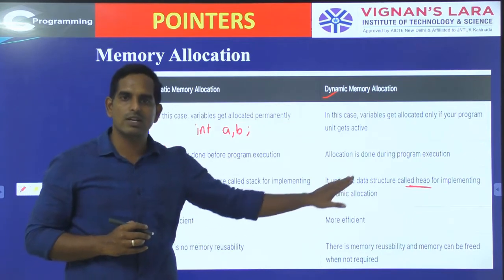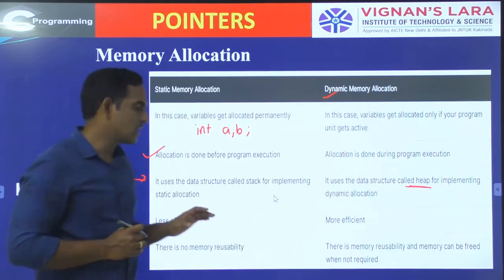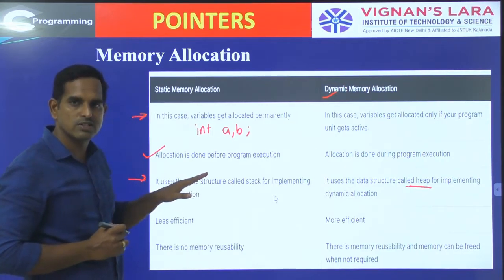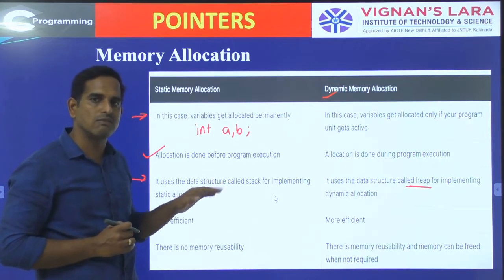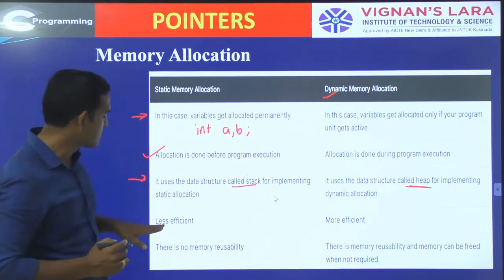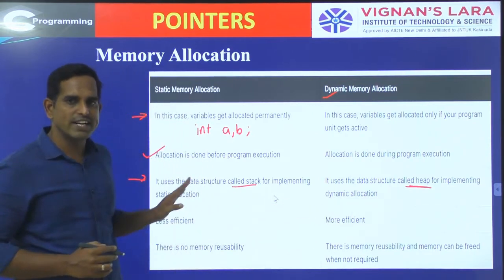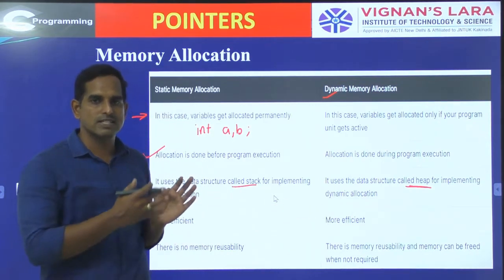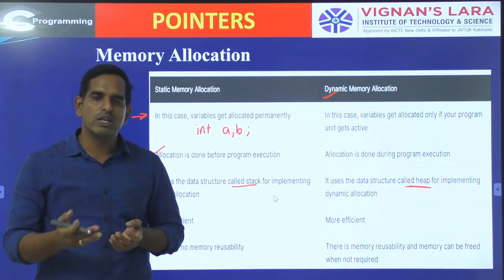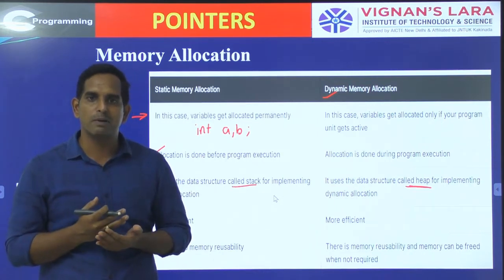So dynamic allocation will be implemented by using a data structure called a heap, and the static allocation for your local variables will be done by using a data structure called a stack. Static allocation is less efficient, dynamic is more efficient. Why is static less efficient? Because the static memory allocation is done during compilation, and it is a permanent memory.